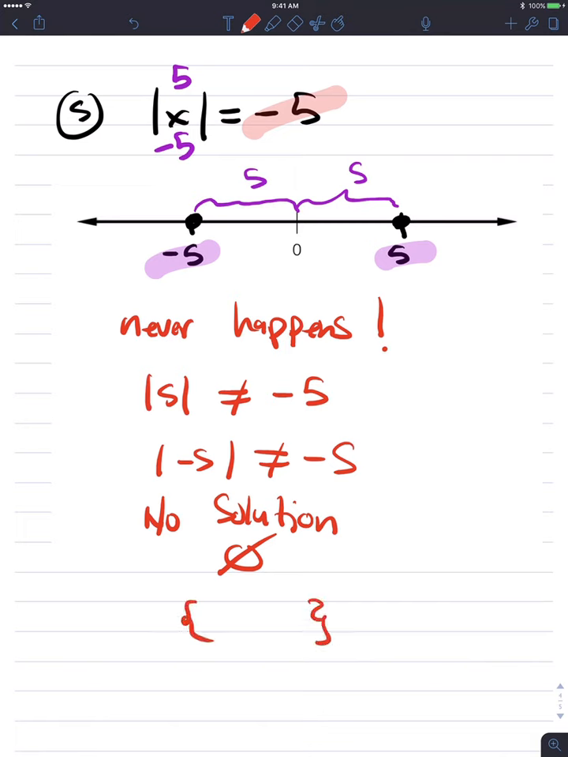You have your set bracket notation, and if you notice, it is empty. There is nothing inside this bracket. This is what we're describing as the empty set. So moral of the story is, if you ever have the absolute value of anything and it's negative, there's no solution.